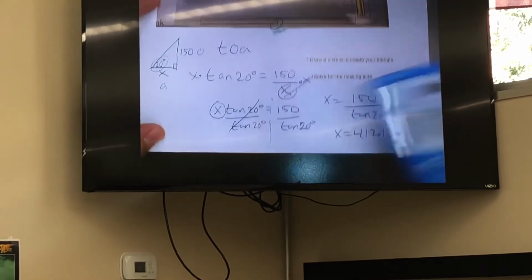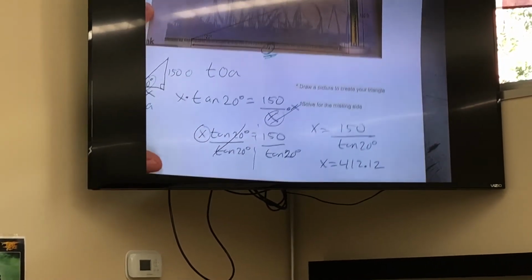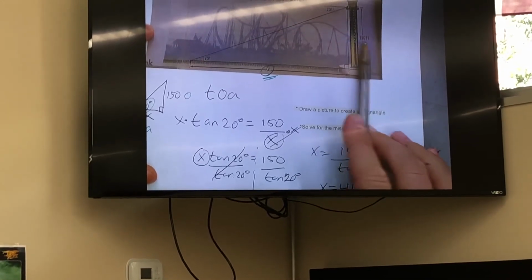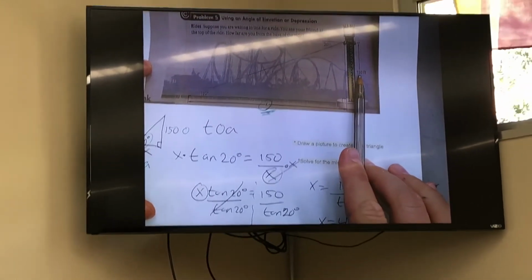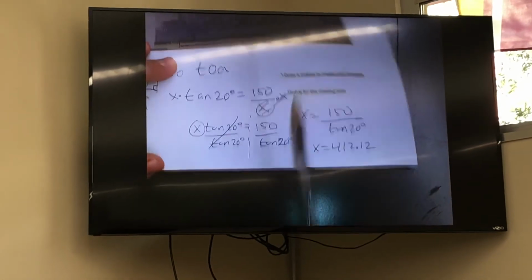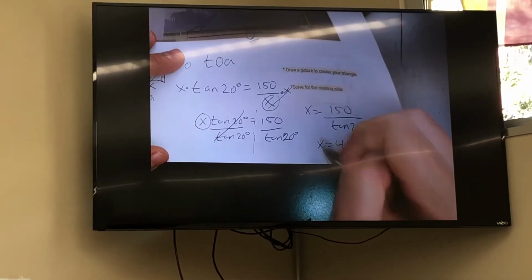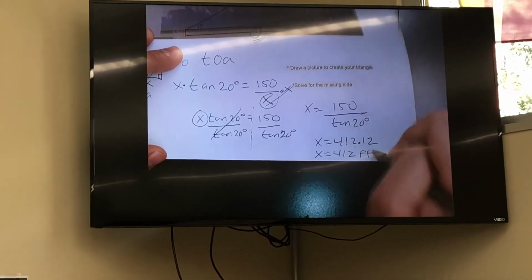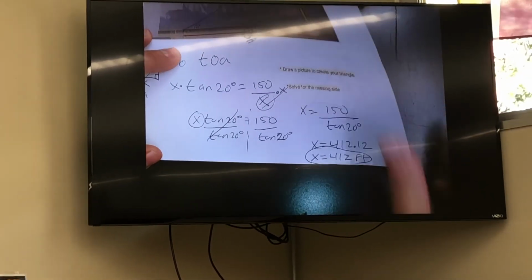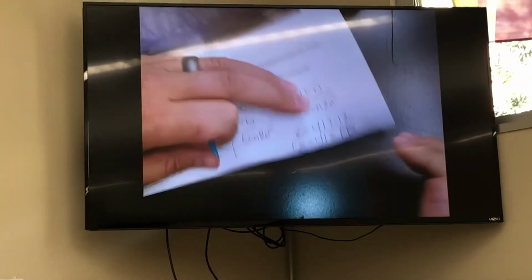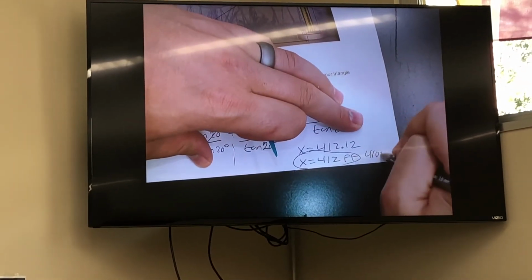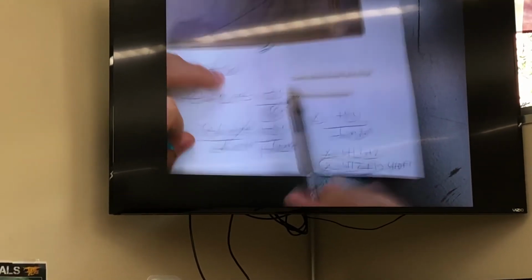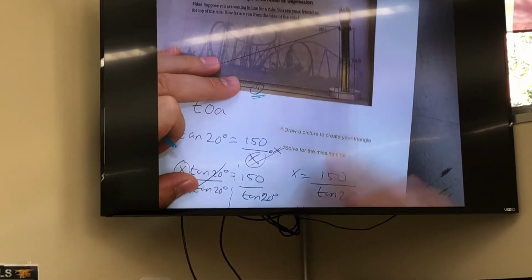412.12. Now, that is not our final answer. If you look at the problem, they were giving this as a whole number, 150 feet. So we would like you guys to go in and round this to a whole number. So x equals 412 feet. Or we would also accept 410 feet. You can also round that down since it was 150 feet.